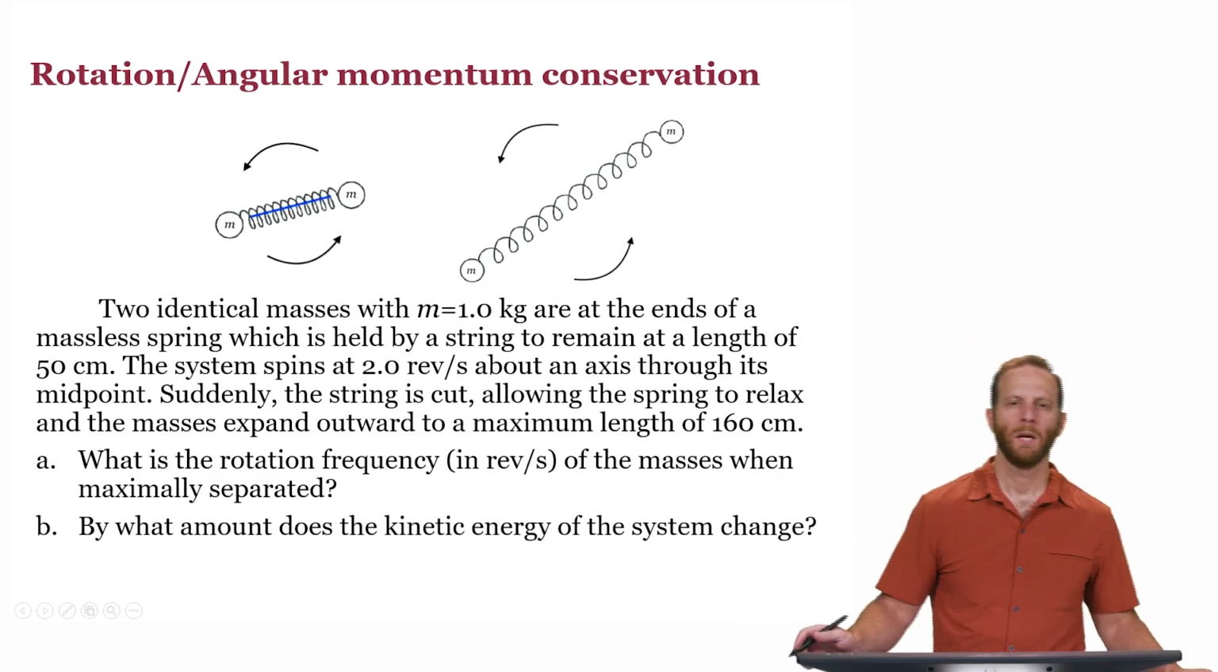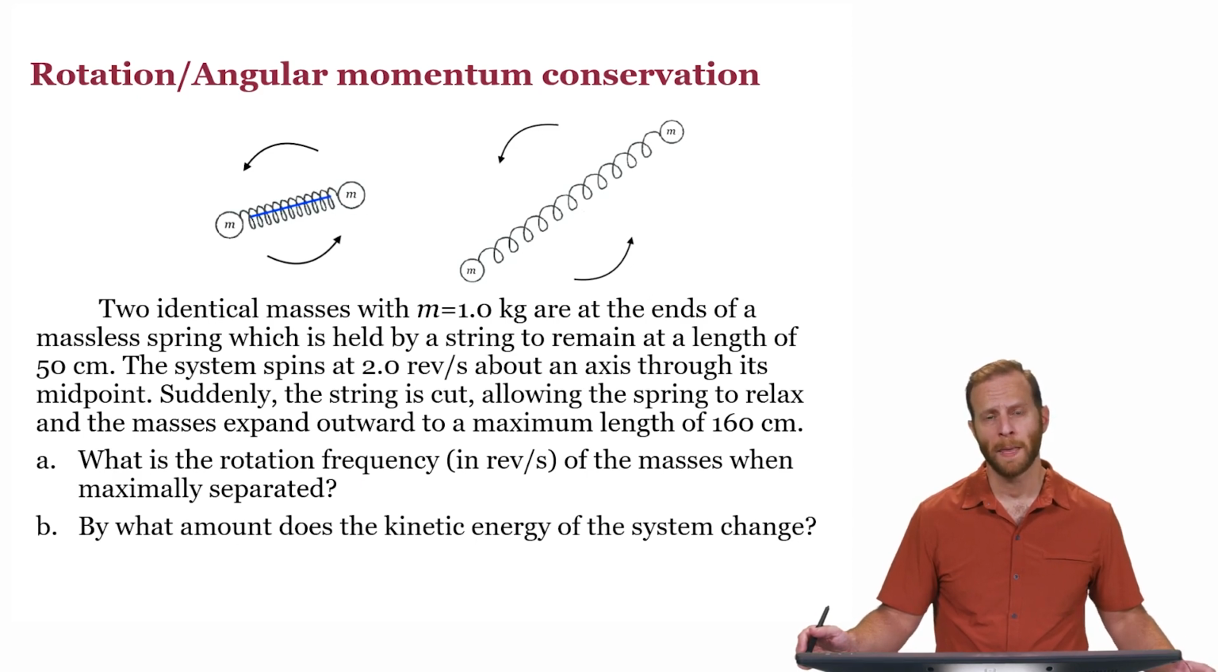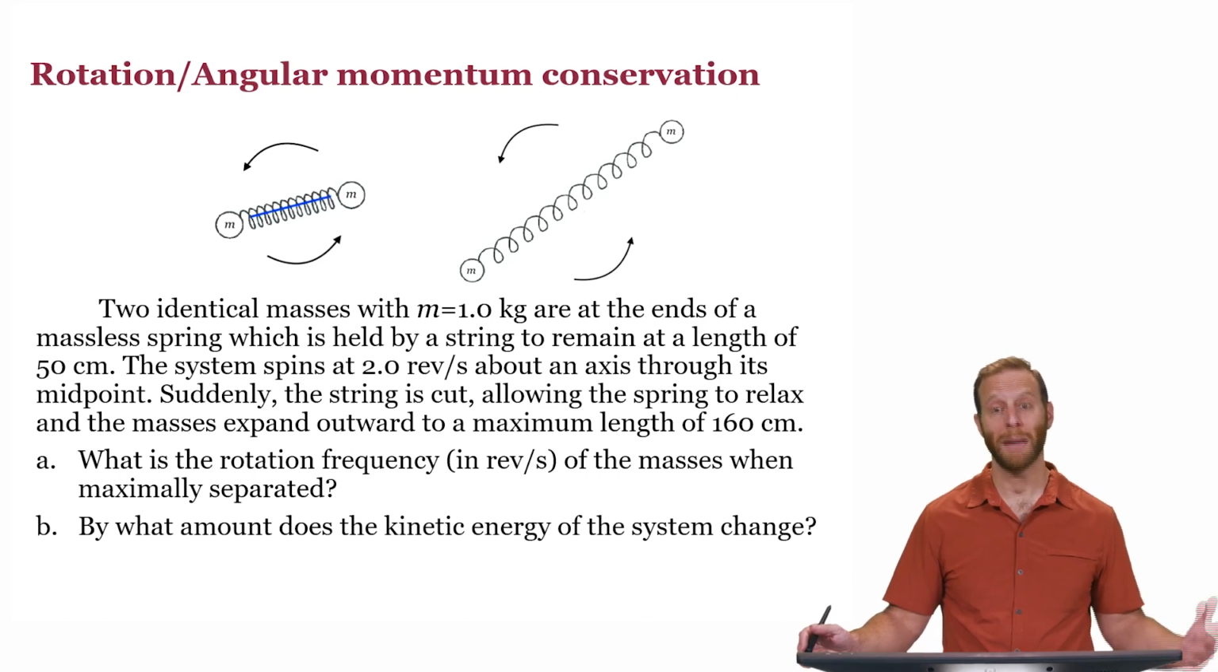All right. Two identical masses of 1 kilogram each are at the ends of a massless spring which is held by a string to remain at a length of 50 centimeters. The system spins at 2 revolutions per second about an axis through its midpoint. Suddenly, the string is cut, allowing the spring to relax, and the masses expand outward to a maximum length of 160 centimeters.